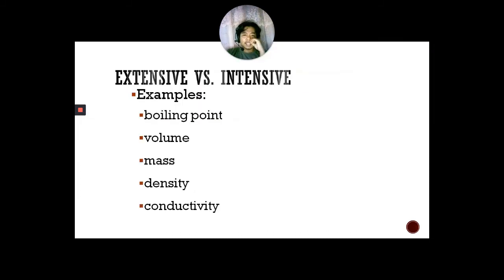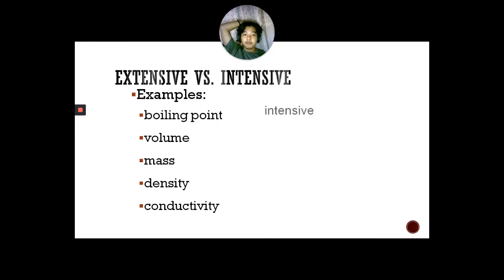Alright. So, let's have a quick exercise. Boiling point. Intensive, extensive? You can pause the video. Pero nagpo-pause man ako kasi kailangan ko din magpahinga. So, boiling point is an intensive property. Because a cup of water and a pail of water will boil at the same boiling point. That's 100 degrees Celsius. They will boil if they reach that temperature.